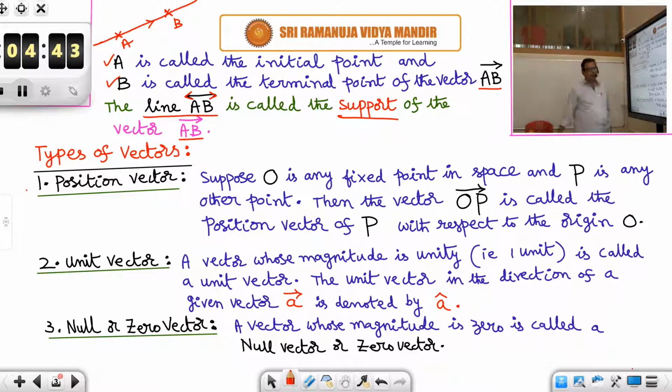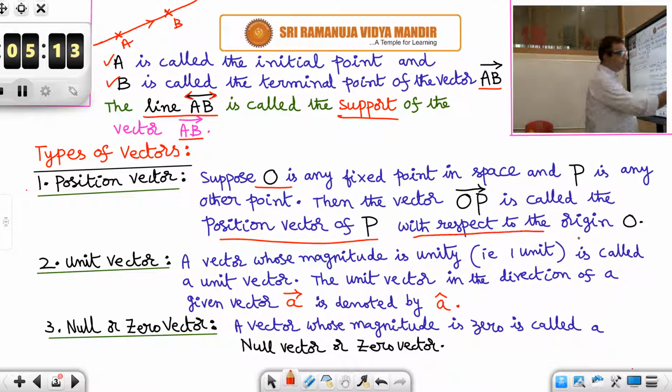Number 1, position vector. Suppose we choose any fixed point in space and call it origin. Suppose O is any fixed point in space and P is any other point. Then the vector OP bar, where O is the initial point and P is the terminal point, is called the position vector of the point P with respect to the fixed origin O.